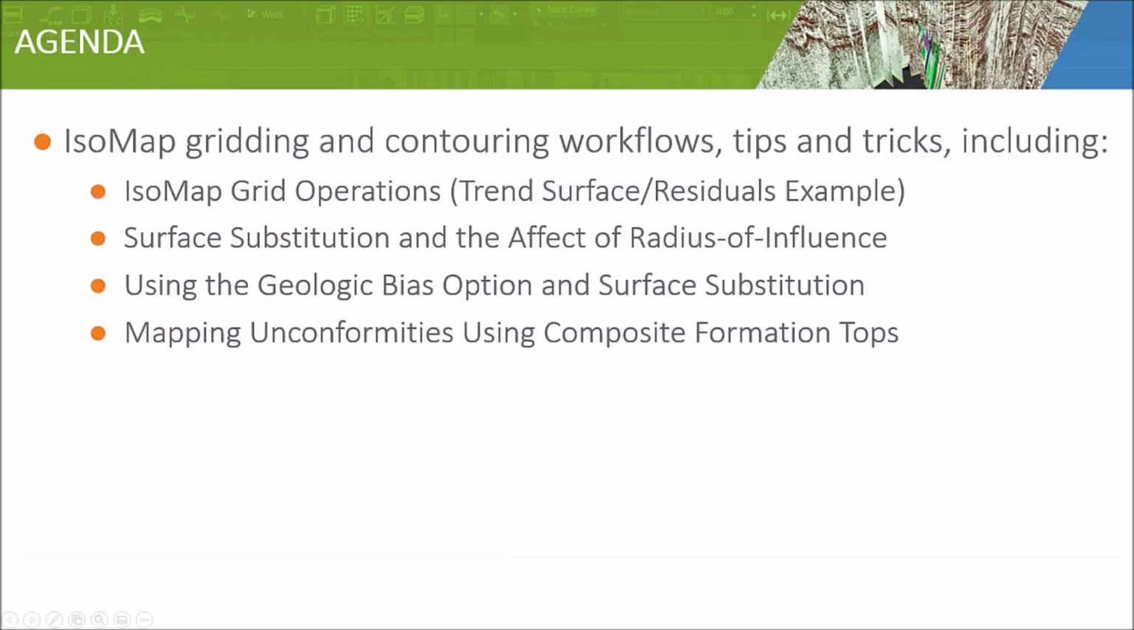The agenda today is based on some exercises from a class that we have taught traditionally, although not recently, called interpretive mapping. There are some excellent exercises in there that deal with advanced features in IsoMap, including grid operations. The example I'm going to use has to do with trend surface and residuals on what is interpreted as a meteorite impact structure in northwestern Oklahoma.